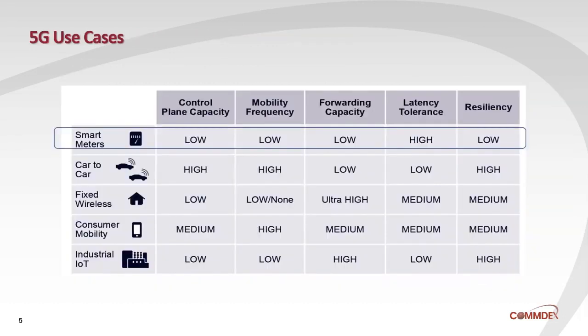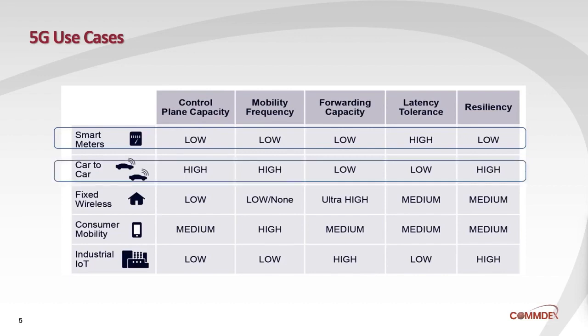Smart meters can leverage 5G to enable remote monitoring and management of utility services, such as electricity, water, and gas consumption. This use case requires moderate capacity to transmit regular consumption data to the utility companies for billing and monitoring purposes. Smart meters are stationary devices and do not have mobility requirements. Tolerance for latency is high, given they do not deal with delay-sensitive traffic. They primarily deal with periodic data transmission. Resiliency requirement is low, given the nature of the application.